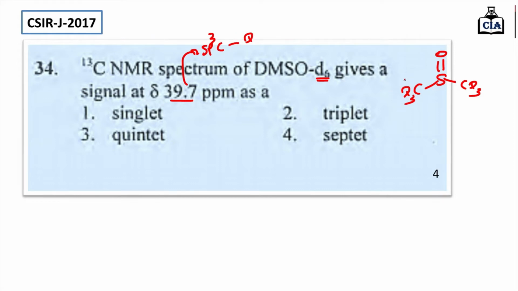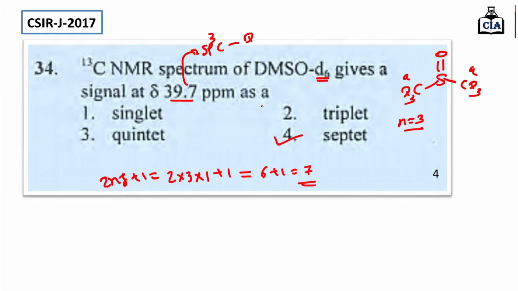So there are a total of 6 equivalent deuterium atoms, but here the signal is due to carbon-deuterium coupling in each carbon atom. The total number of deuterium atoms present on each carbon is equal to 3. So the spin multiplicity will be calculated by using 2nI plus 1, where I is the spin of deuterium. So 2 into 3 into 1 plus 1. If you calculate this value, it will be 6 plus 1 equal to 7. So our compound will give a septet. Hence the correct answer will be the septet.